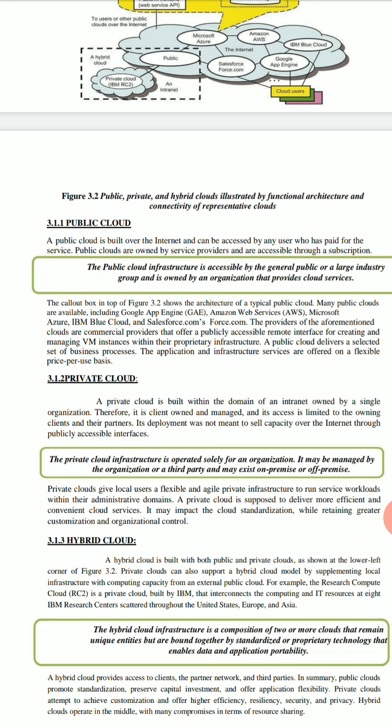In private cloud, the private cloud infrastructure is operated solely for an organization. It may be managed by the organization or a third party and may exist on premises or off premises. A private cloud is supposed to deliver more efficient and convenient cloud services. It may impact the cloud standardization while retaining greater customization and organizational control. In private cloud, security is more than in public cloud. If any organization wants to secure their data only in their own organization, they use private cloud.